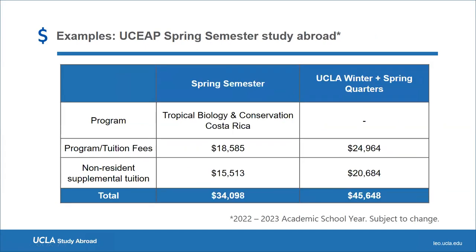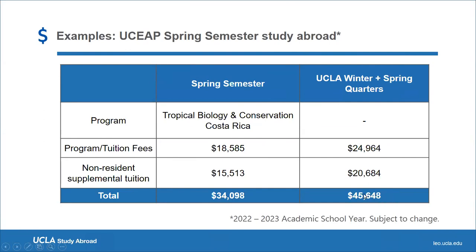Now, for a spring semester program, let's say, for example, we're going to Costa Rica on the Tropical Biology and Conservation program. So the total estimated cost is $18,585. On a semester, we add the semester non-resident tuition of $15,000, and that brings our total to $34,000. If we compare that to 2 quarters at UCLA, so both the winter and the spring, our total estimated cost is approximately $24,000, and we add 2 quarters, so $10,000 for the winter, $10,000 for the spring. That brings our total non-resident tuition to $20,684.